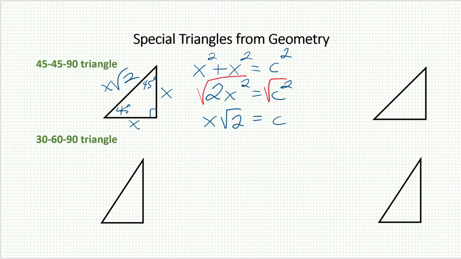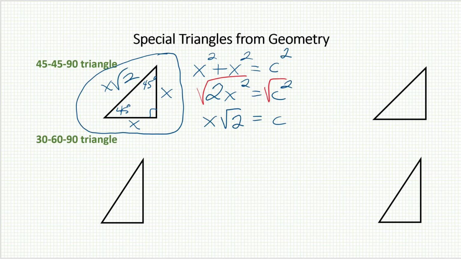This picture is so important. What we're saying is if you have any 45-45-90 triangle, the two legs will always have the same length, and the hypotenuse will be square root of 2 times as much as the length of one of the legs.